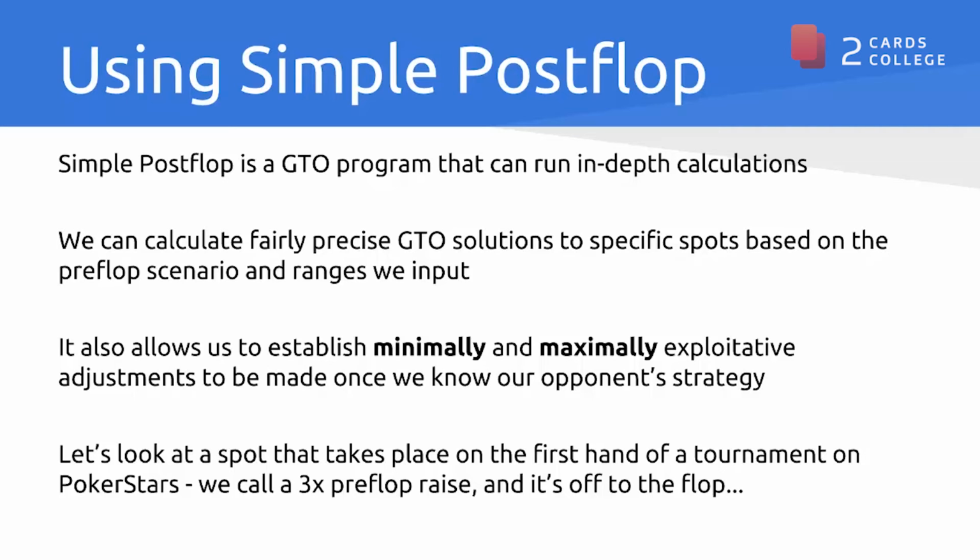So let's take a look at the hand that we're going to analyze here. It's going to be a spot that takes place on the first hand of a tournament on PokerStars. We call a 3x pre-flop raise, and it's off to the flop. As I mentioned, it's going to be a 7.5 big blind pot to start the hand. We're going to be 147 big blinds deep behind because it's the very first hand. So we start out with 3,000 chips, 150 big blinds, and we're going to take a flop. In a moment, I'm just going to bring up Simple Postflop.